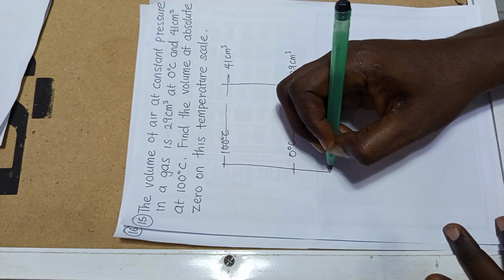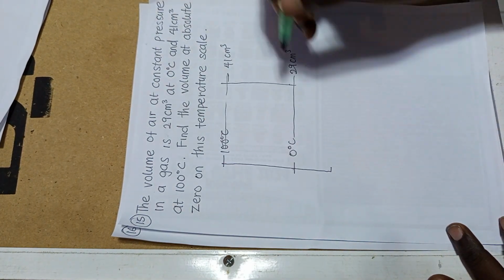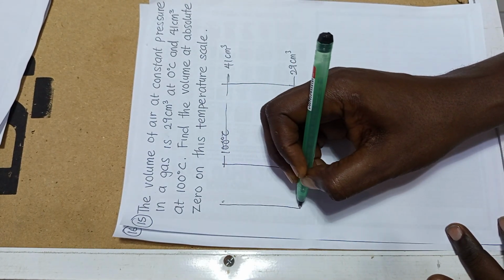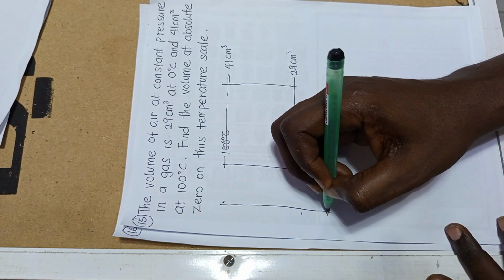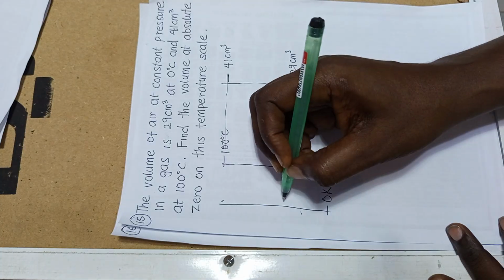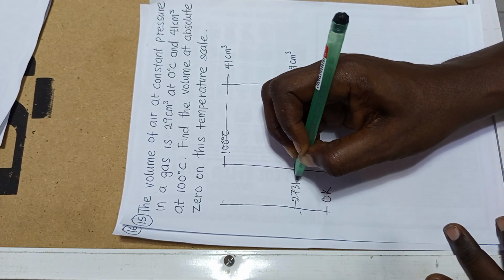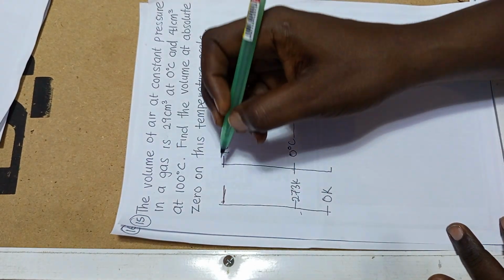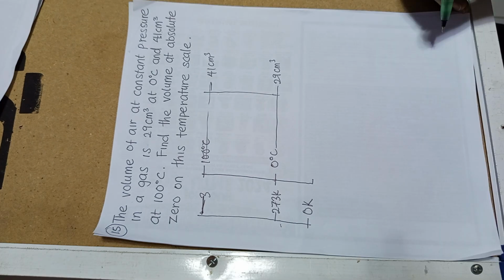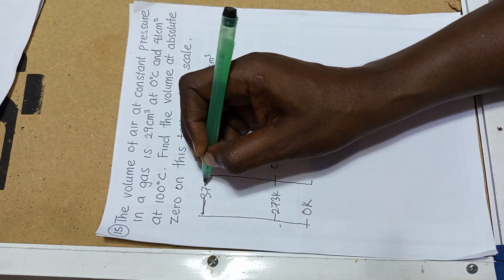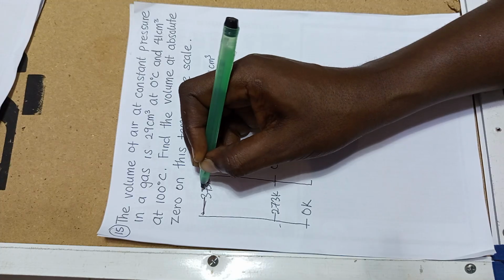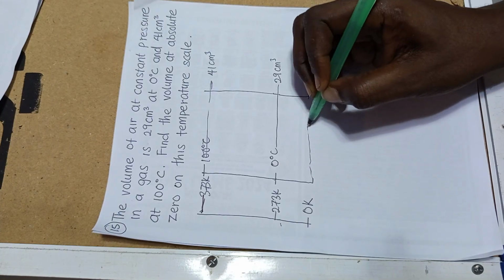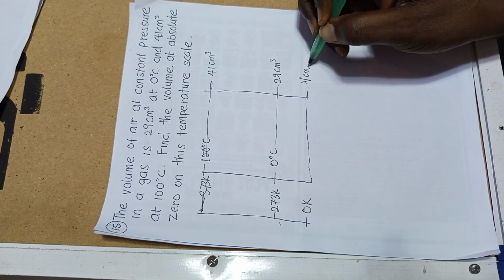Absolute zero has to do with what? That means I have to convert to Kelvin. Absolute zero is 0 Kelvin, 0 degrees Celsius is 273 Kelvin, and 100 degrees Celsius is 373 Kelvin. So this is where we are looking for the volume.